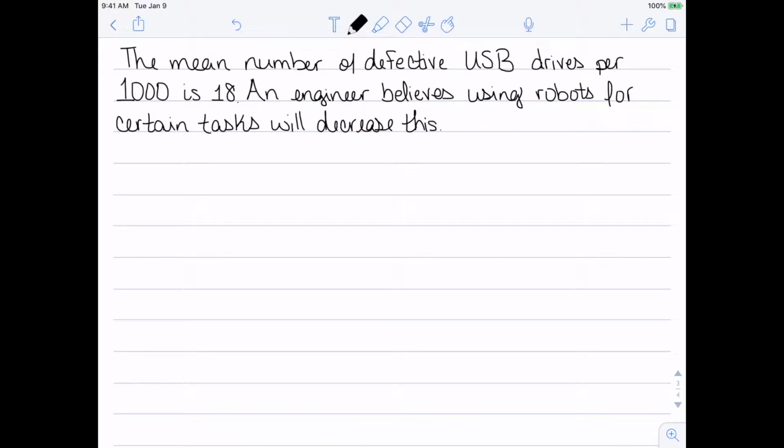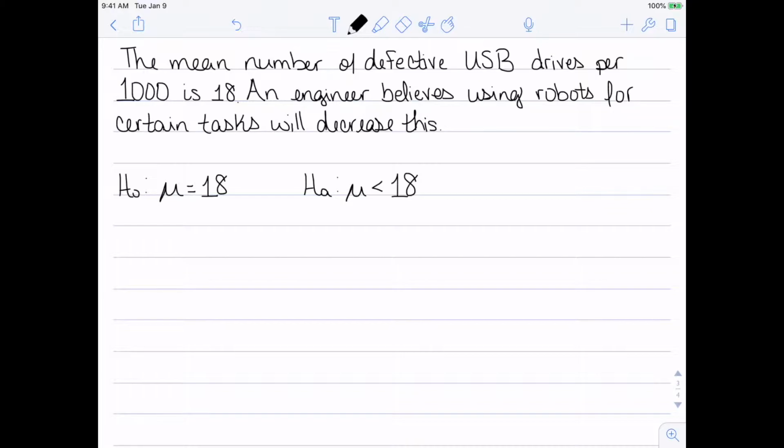The mean number of defective USB drives per 1,000 is 18, and an engineer believes that using robots for certain tasks will decrease this. Since we know the mean number is 18, that gives us our null hypothesis. We have that mu is equal to 18. For our alternative hypothesis, we are claiming that this will be decreasing, so it's getting smaller. Therefore, we would have mu less than 18.